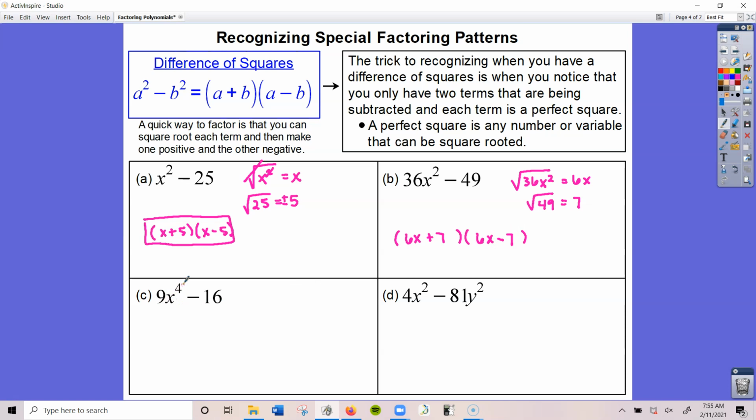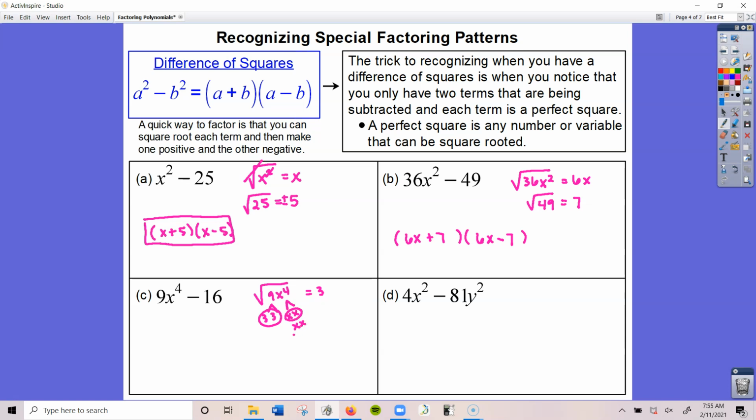For 9x to the 4th minus 16, this is how this works, okay? If you square root 9x to the 4th, I'm going to break it down so you can see exactly why this is what it is. 9 is 3 and 3, right? So that's going to go outside. X to the 4th means that we have 4 x's.